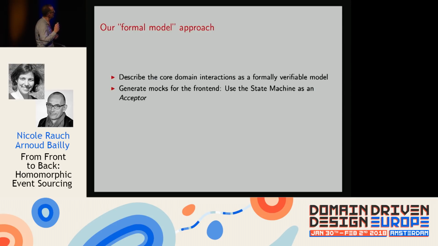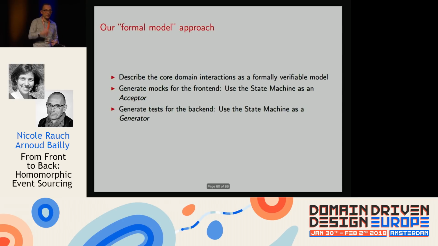And that's pretty straightforward. Just follow the model. What's even more interesting is, given a model, to generate tests for the backend. Tests that represent the various interactions and that explore the state space of the model, to validate that the backend itself correctly implements the model. And that's where we are using the state machine as a generator.